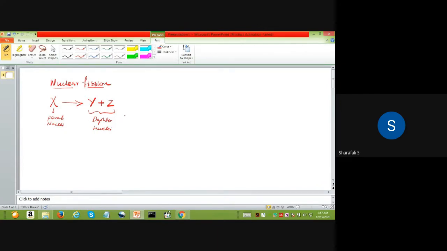And these daughter nuclei will have similar size. These two, Y and Z, are similar in size, which means that their mass number will be almost the same. If they are exactly the same, then it is called a symmetric fission. If it is not exactly the same, then it is called asymmetric fission. Let's say A becomes something like A by 2 plus A by 2. This kind of fission we call symmetric fission, which means that their mass number will be just half of the parent mass number.